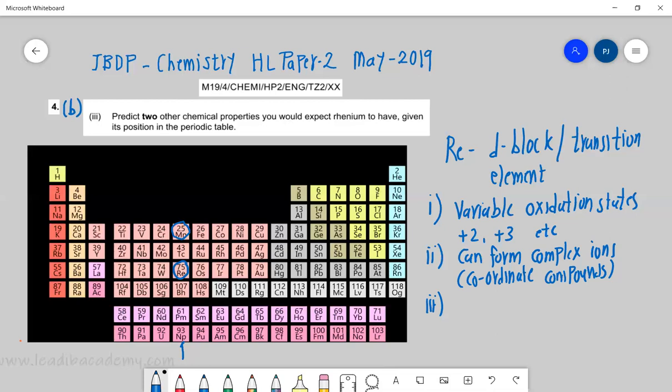Then another property: d block elements form colored compounds.